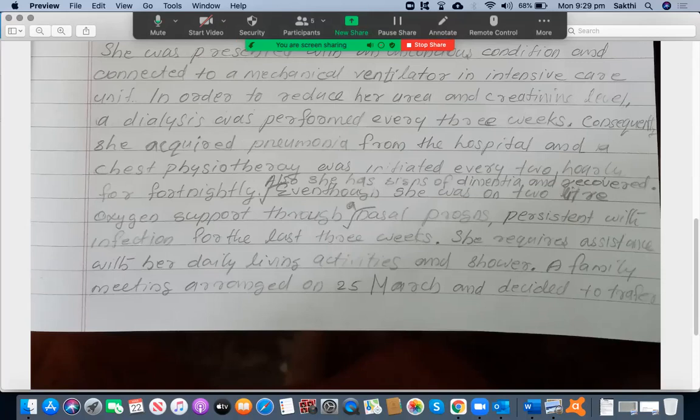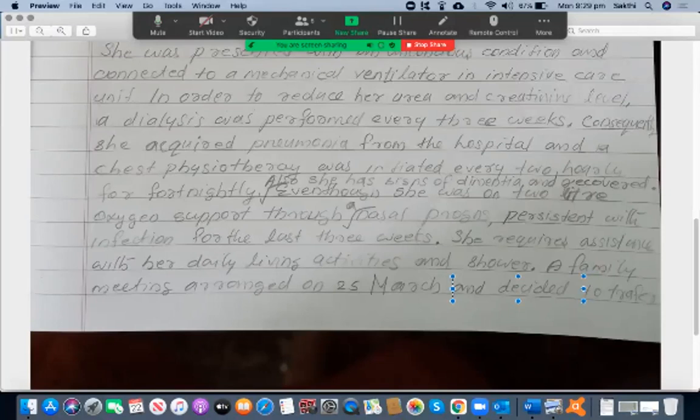Everywhere. I think he's probably doing it to this shower. A family meeting arranged on 25 March and decided to. Okay. A family meeting. So whenever you write "and then decided," it means that you are going to use the same subject here as well. So you need to read once again. A family meeting decided. What does that mean? Doesn't make sense, right?